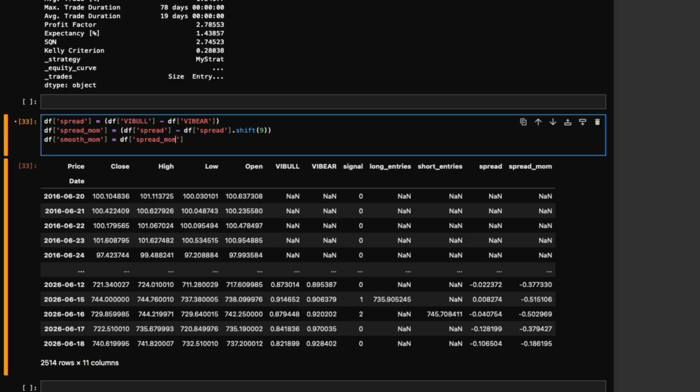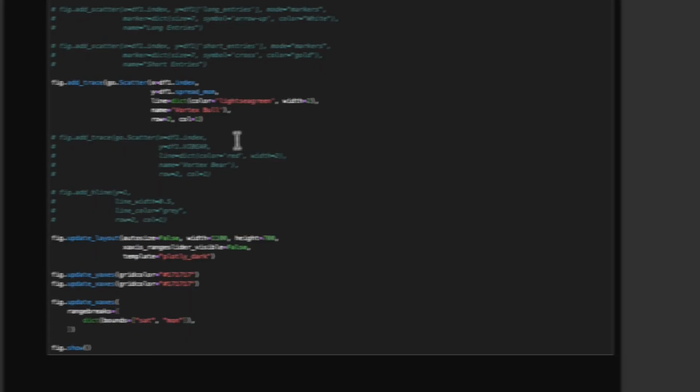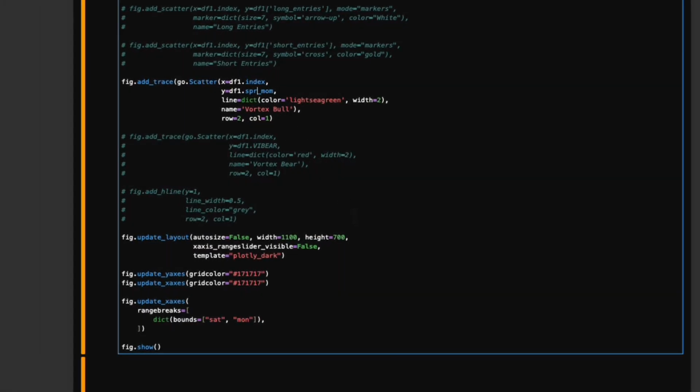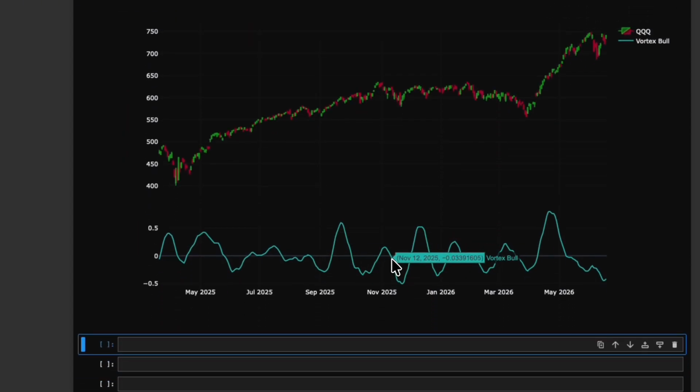our spread momentum dot rolling. For this, I'm going to use an 8 period rolling window, and from that I'm going to take the mean, so calculate the average. If I now change this to our smooth momentum, and then run that again, this is much easier to use.